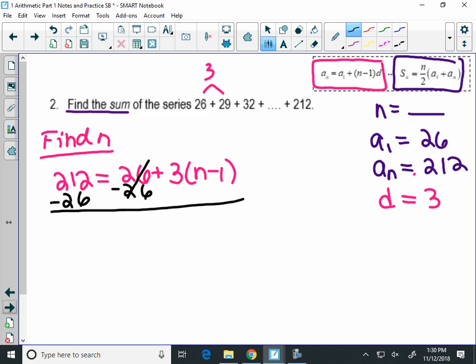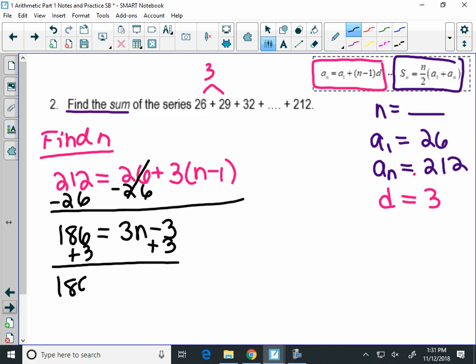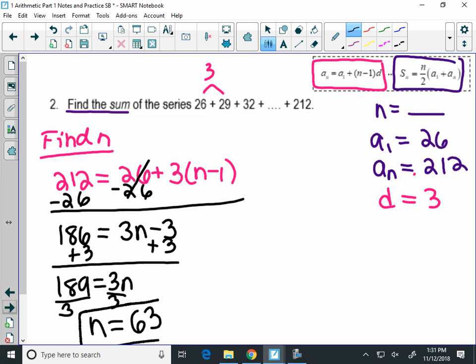So let's see, what's 212 minus 26? Is it 186? Yeah? Equals 3n minus 3. So I'm going to add 3 here. 189 equals 3n. And what is n? What do you get, Bobby? 63. All right. So it turns out we are adding up 63 numbers in this list.